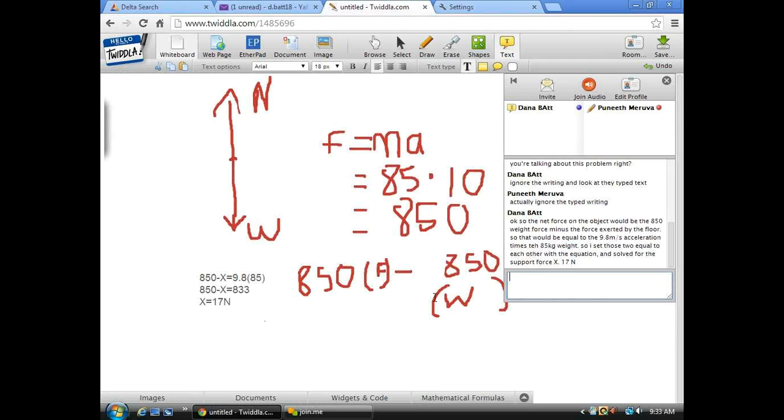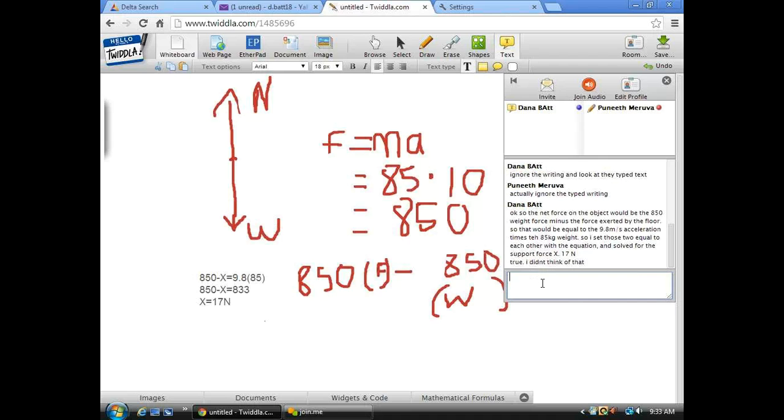17 newtons. I think I kind of agree with Connor. If you use 10 on one side, wouldn't you have to use 10 on the other side? Or it doesn't really matter. You could use 9.8 on one side and 9.8 on the other side. You'd still get 0 either way. Yeah, so you wouldn't get 17 newtons, you'd get 0.